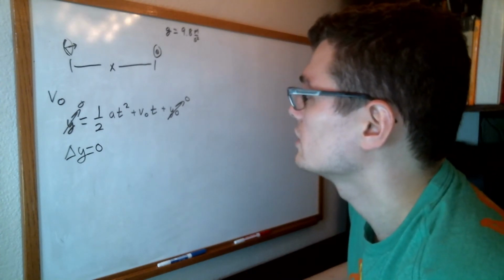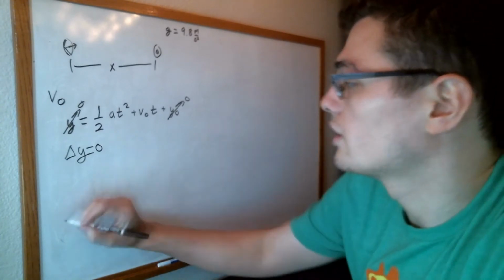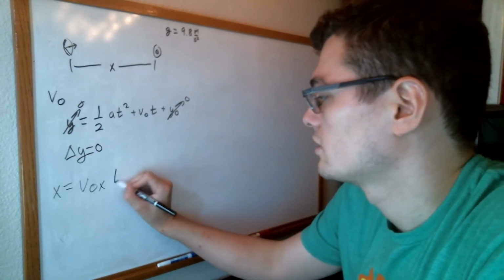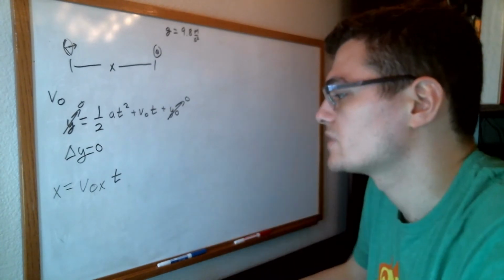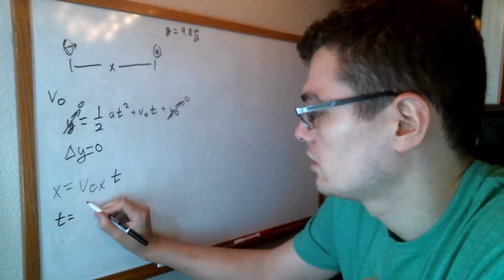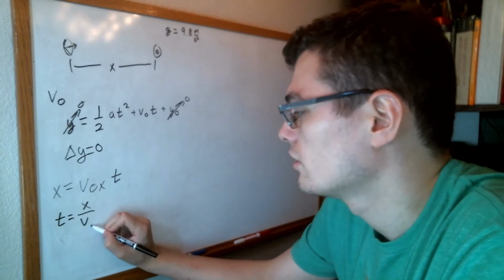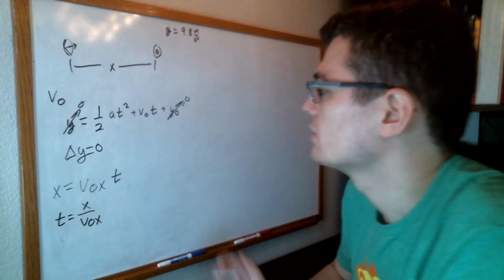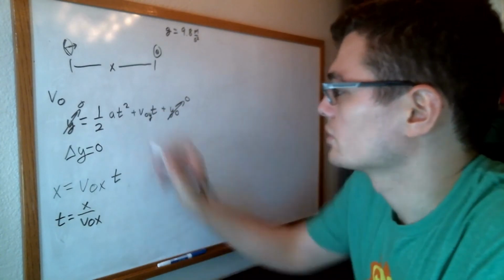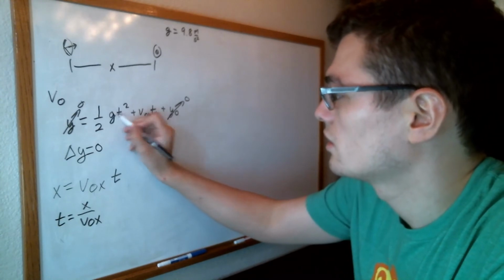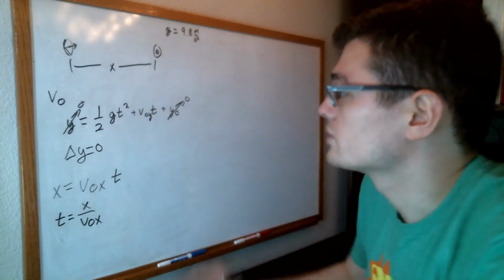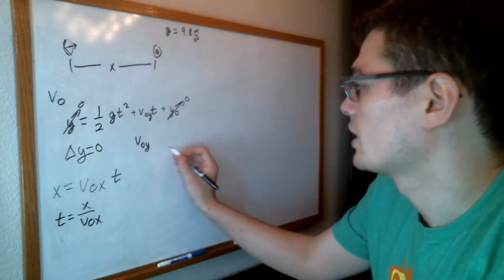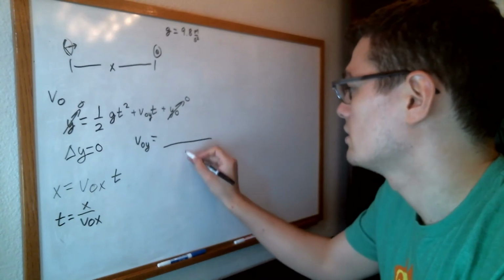So now we know it's going to travel this distance x in v naught x times t, so t is going to be equal to x over v naught x, right? And now this is going to be v naught y here, and a is going to be equal to g in this case. So now we can solve for v naught y, and we have to divide the other side of the equation by t.